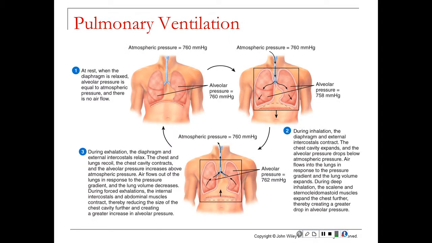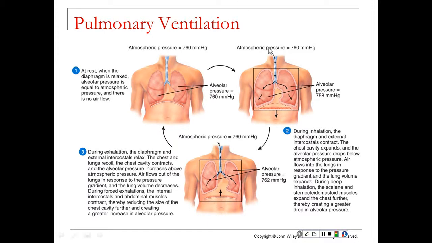So let's look at this pulmonary ventilation process. At rest, our diaphragm is nice and relaxed. Notice it just kind of forms that nice little rainbow almost underneath the base of our lungs. This is when our alveolar pressure is equal to atmospheric pressure, so there's no airflow.